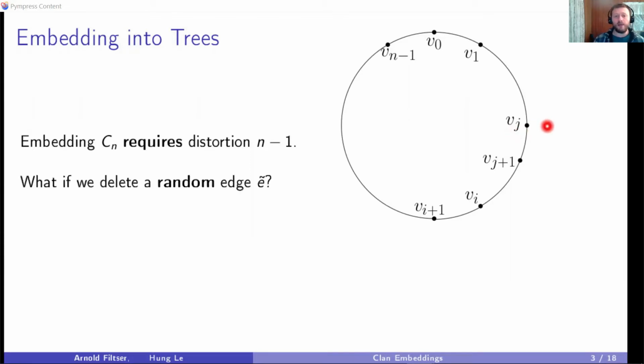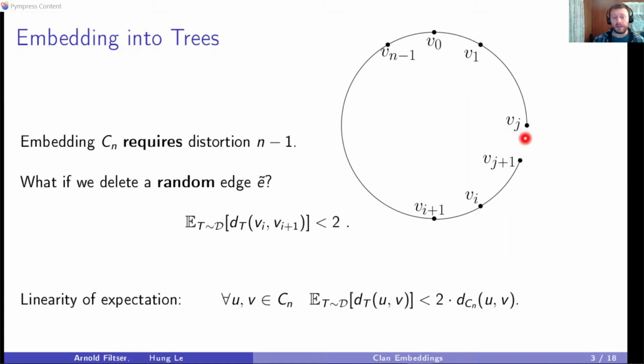However, let's think about what happens if we simply delete a random edge. The result is that for every pair of neighboring vertices v_i and v_{i+1}, the expected distance between them in the resulting tree will be at most 2. Unless you delete this edge, the distance will be 1; if you delete it, the distance will be n-1. So in total the distance in expectation is 2, and by linearity of expectation, for every pair of vertices the expected distance will be at most twice the original distance. This looks very good, right? It's not a real embedding but a stochastic embedding, and you get something very nice.